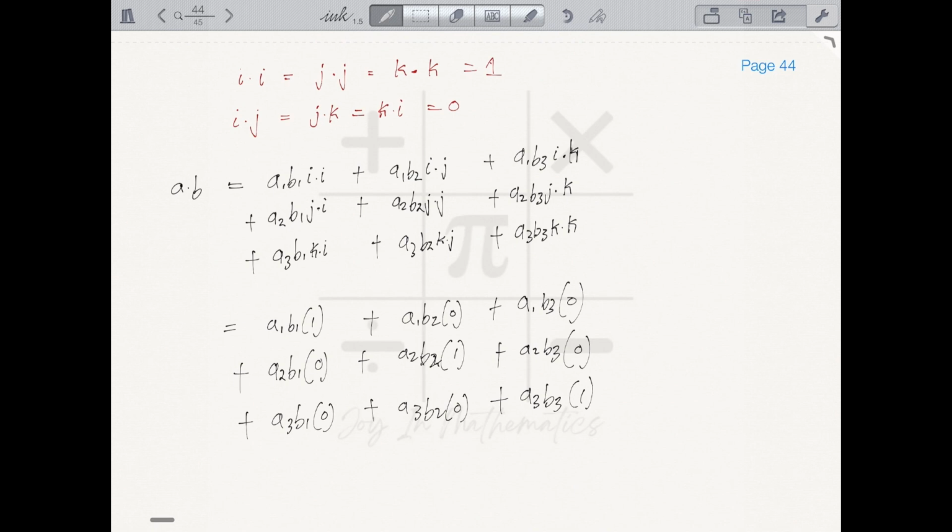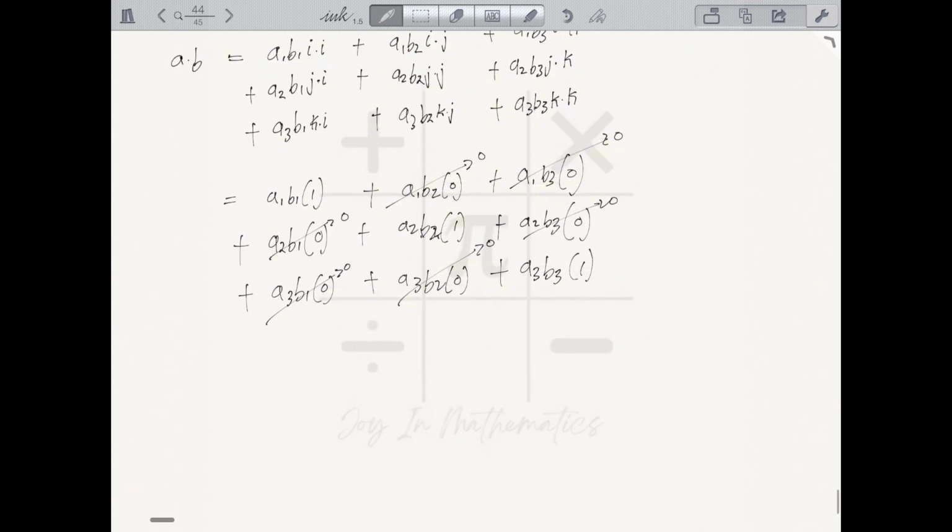Now simplifying this, it nullifies to 0. We also have 0 here and 0 here. So we can come to a conclusion that this will result in A1 B1 plus A2 B2 plus A3 B3. So this is A dot B.